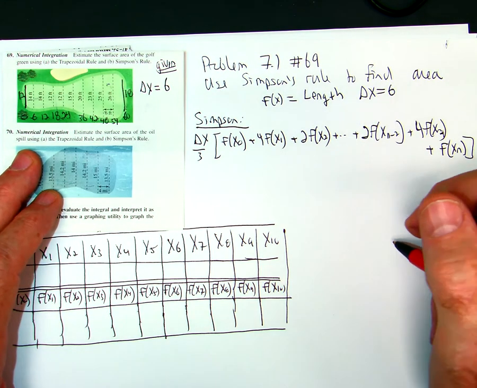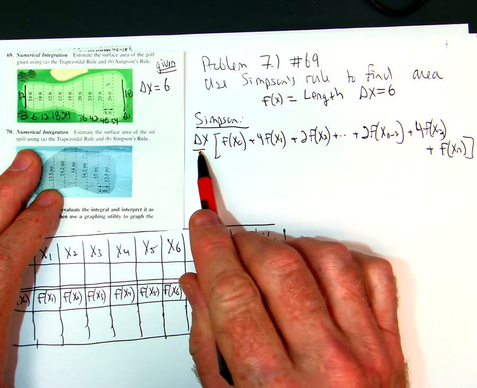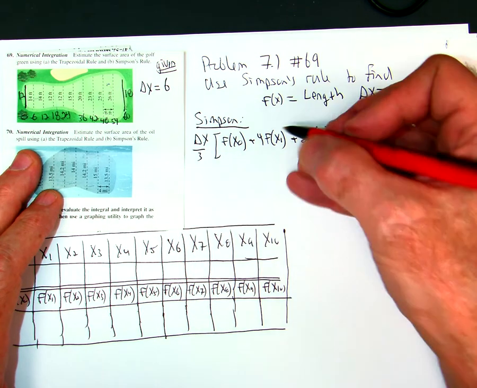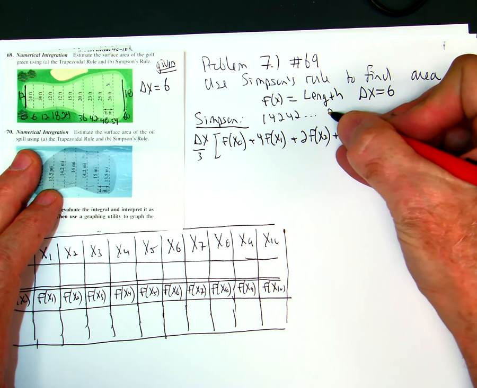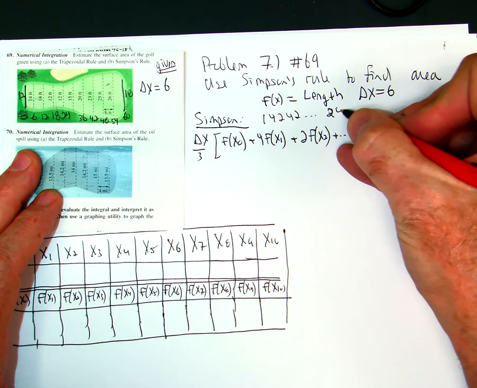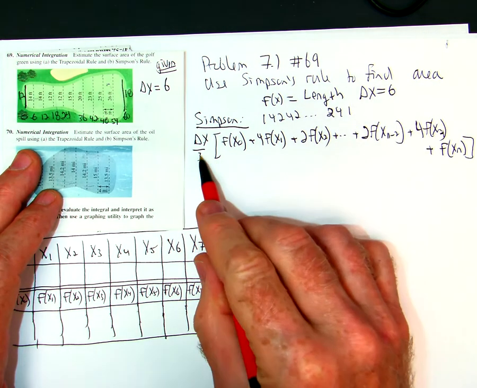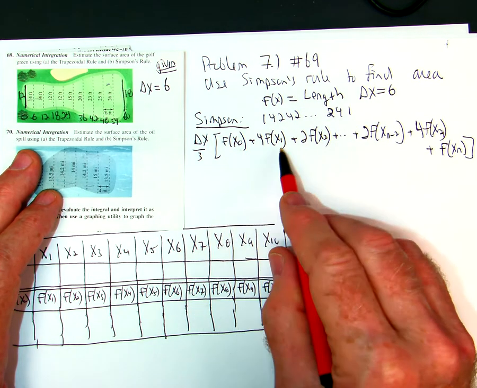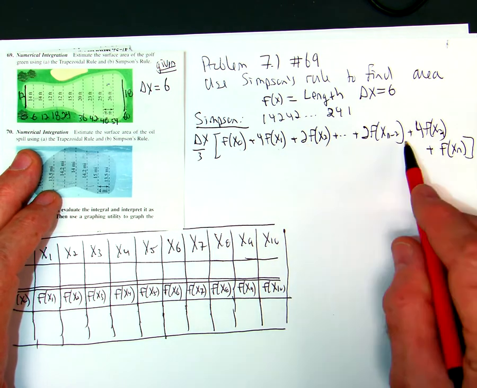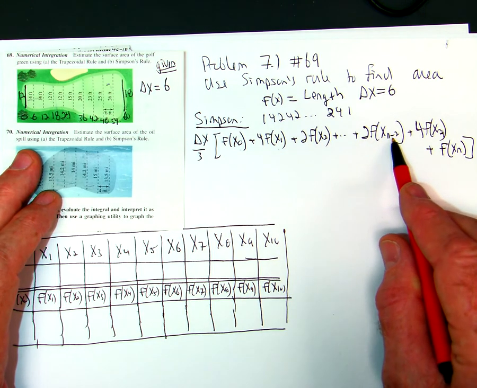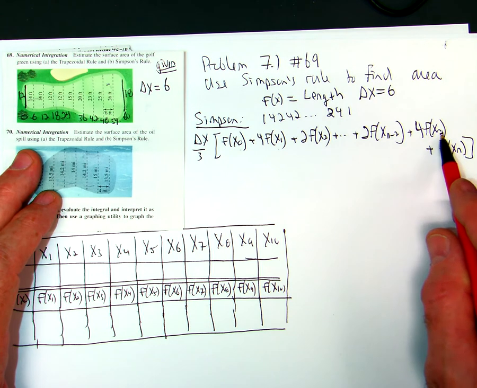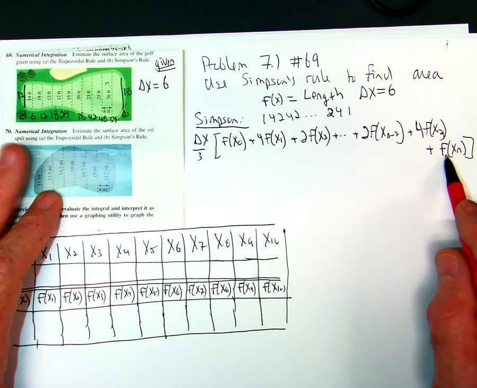Basically, Simpson's rule is delta x over 3, and you have that pattern of 1, 4, 2, 4, 2, and then it ends in 2, 4, 1. So it's delta x over 3 times f of x0, 4 f of x1, 2 f of x2, continuing that way, 2 f of x(n-2), so 2 from the end, 4 times f of x(n-1), and then f of xn.